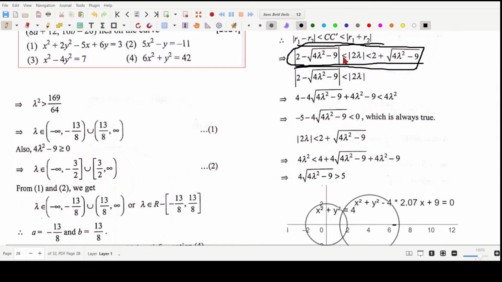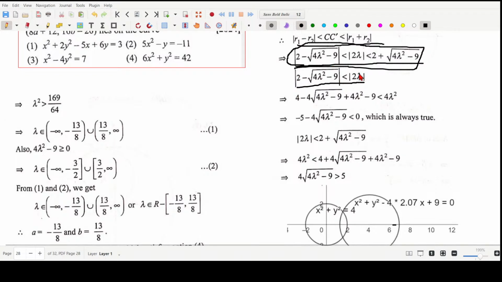Okay. This condition you can split into two conditions. This is less than this, as well as this is less than this. For example, the first two conditions we have taken, right? Then, to remove this absolute value function, we'll square this.